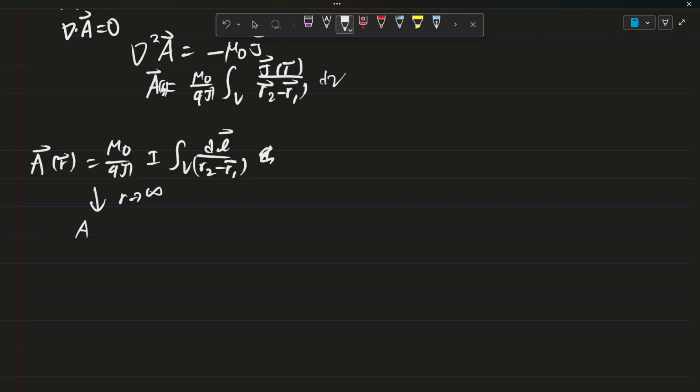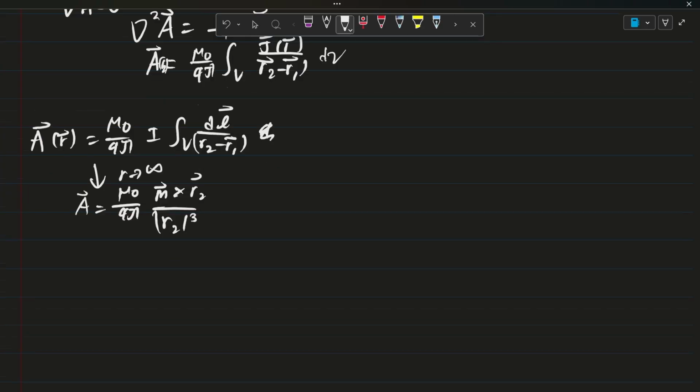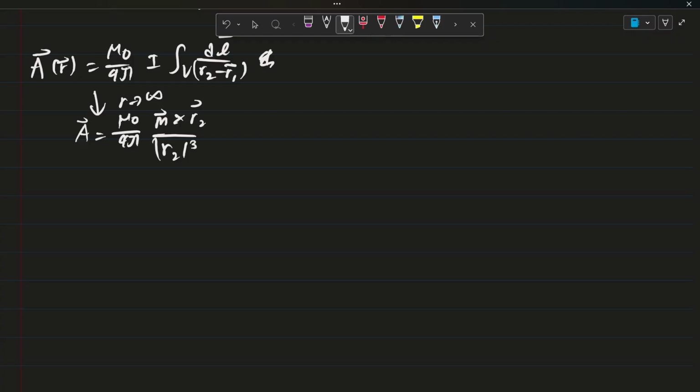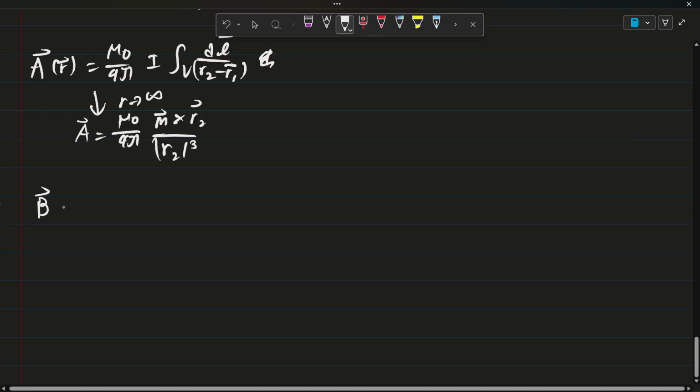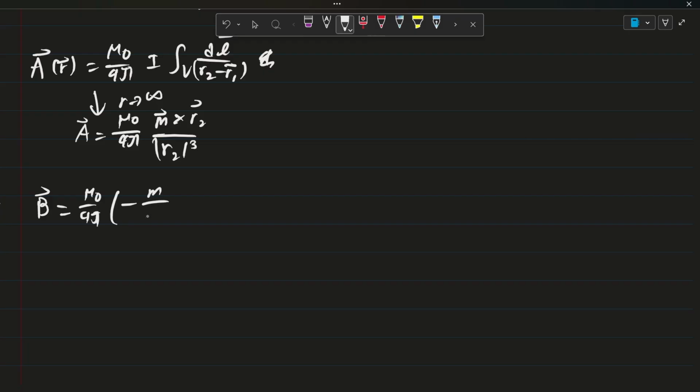This would become A vector is equal to mu 0 over 4 pi of the magnetic dipole moment cross the r2 vector divided by the r2 length cubed. And with this, you could actually obtain the magnetic induction just by doing the curl of this magnetic vector potential. And what you would obtain is the magnetic induction is mu 0 over 4 pi times negative magnetic dipole moment over r2 cubed plus 3 times m dot r2 times r2 over r2 cubed, like so, over r2 to the power 5.